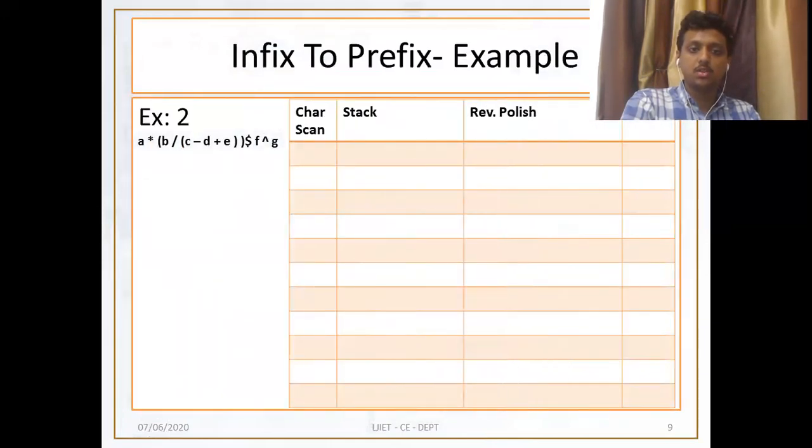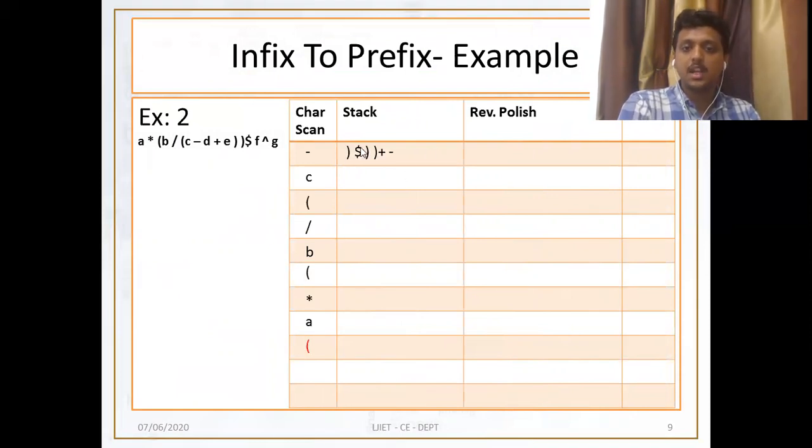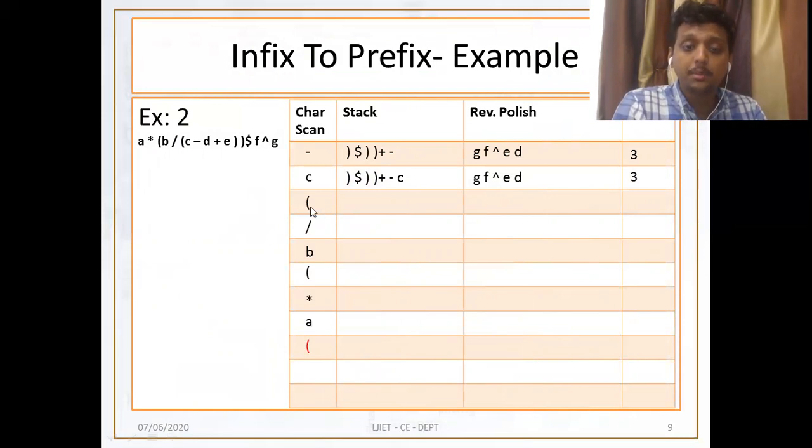Okay, again, this is my string. Minus C, opening, close, division B, star A and opening bracket. See, this is my string, this is my last string which I have. Now compare C. Just push the C. Next opening. See, opening bracket is coming over here.